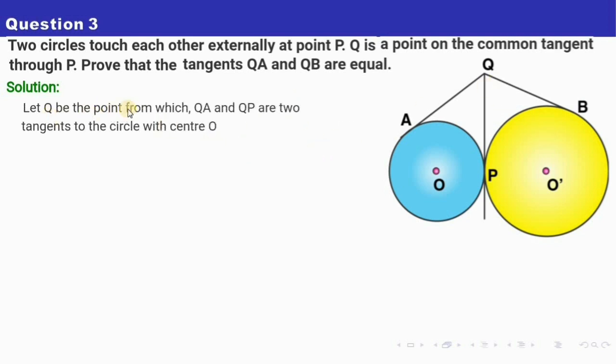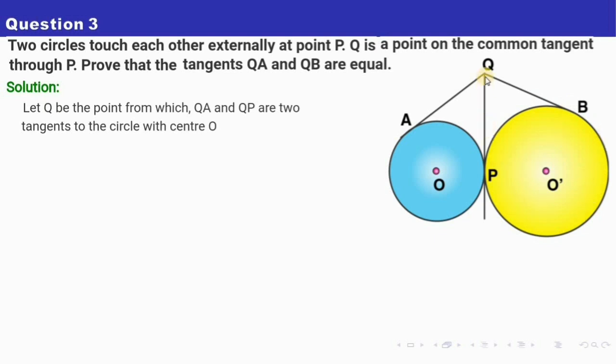Okay, so that's what is written, whatever is mentioned out here. Alright, let me consider two circles with center O and O dash. QA is a tangent to the circle with center O, and QB is a tangent to the circle with center O dash. If you see only this, please discard this for now.